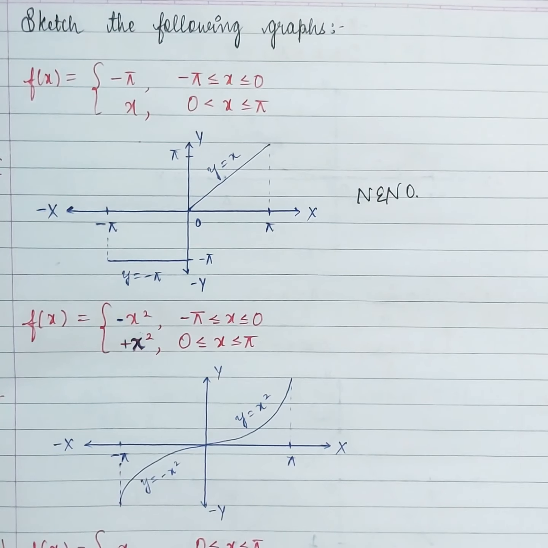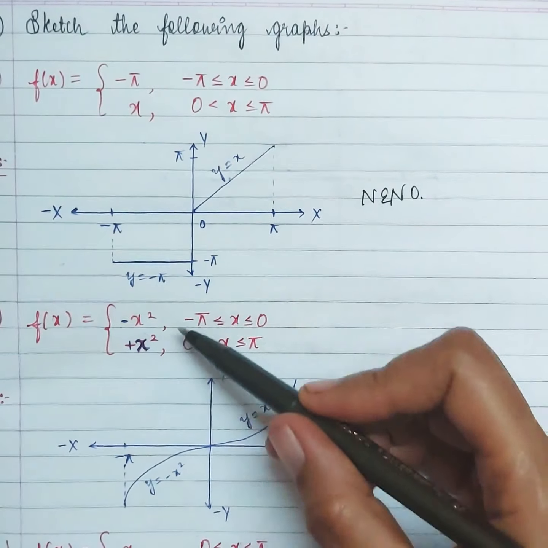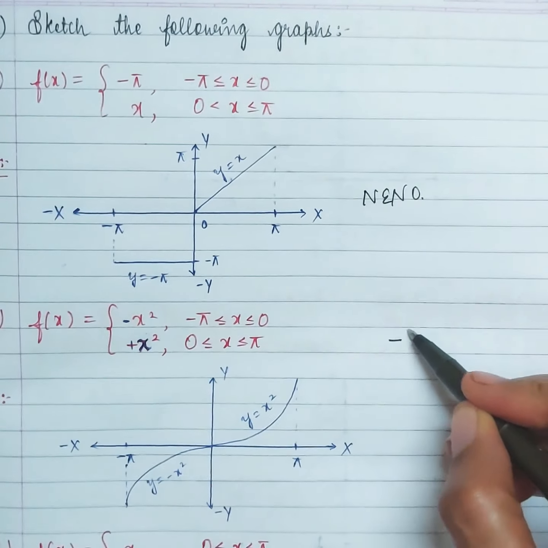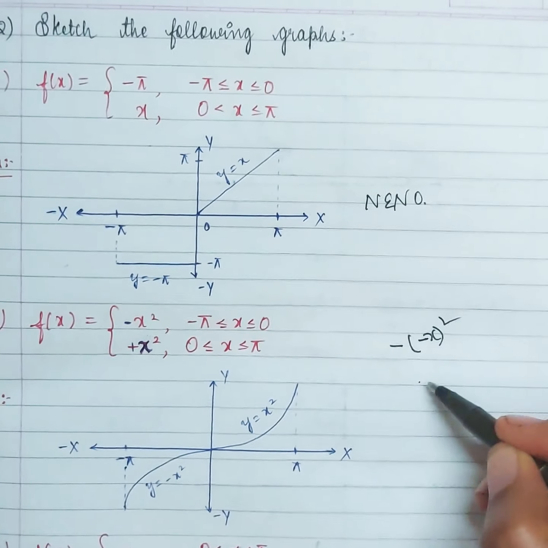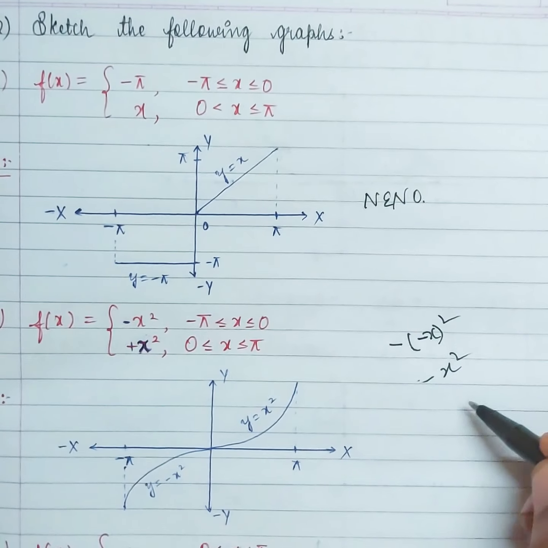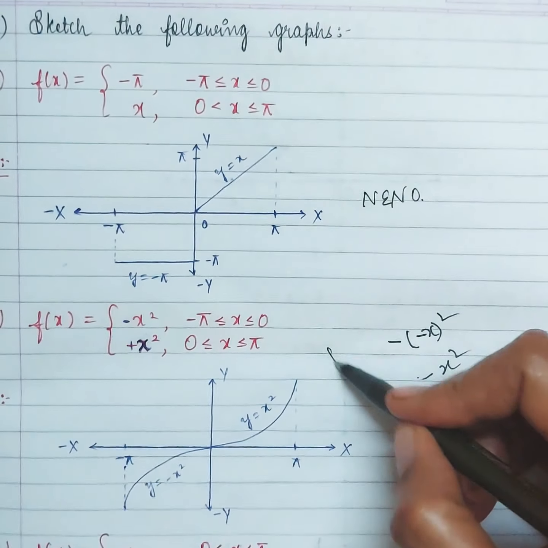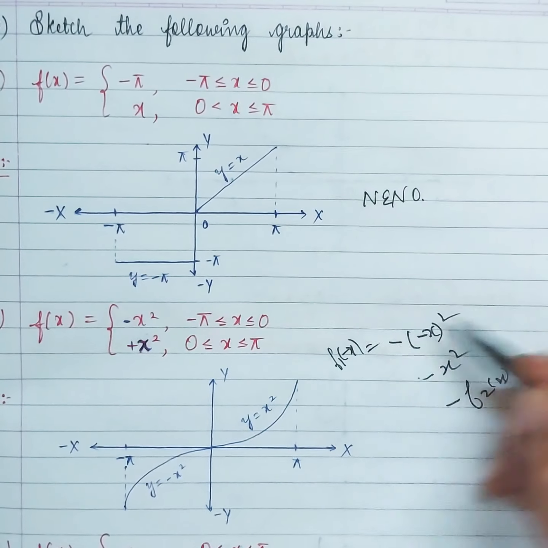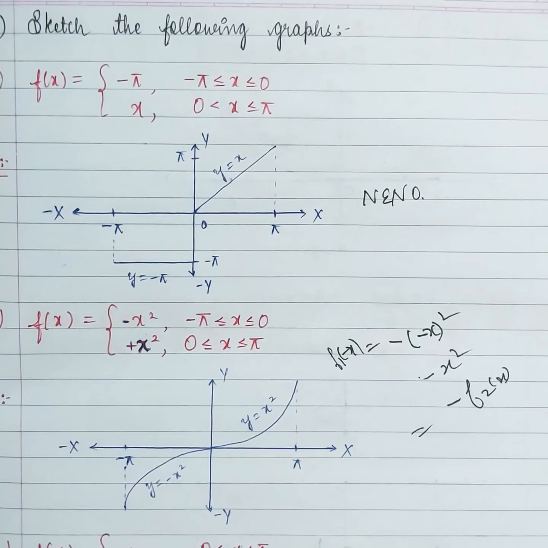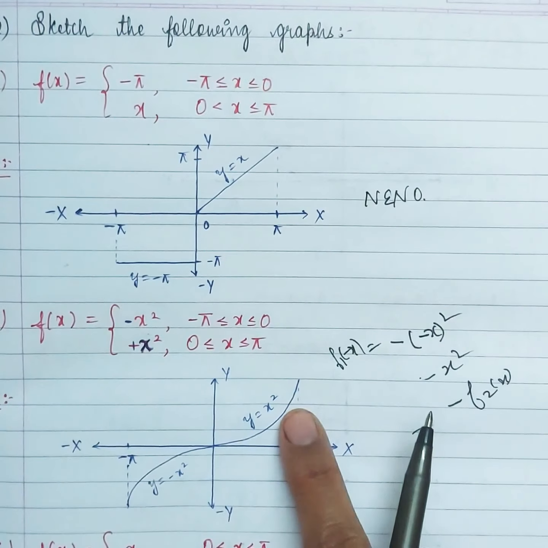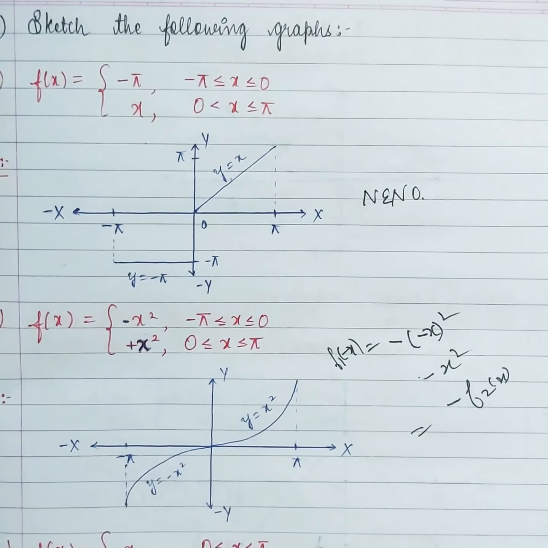Check whether the function is even or odd. And otherwise, we know the procedure, right? Replace x by minus x in the first function: minus of minus x the whole square. So this is minus x square. So f1 of minus x is nothing but negative of f2 of x. It means the function is odd. And see here, just the replica of this, but on the opposite side. So the function is odd.